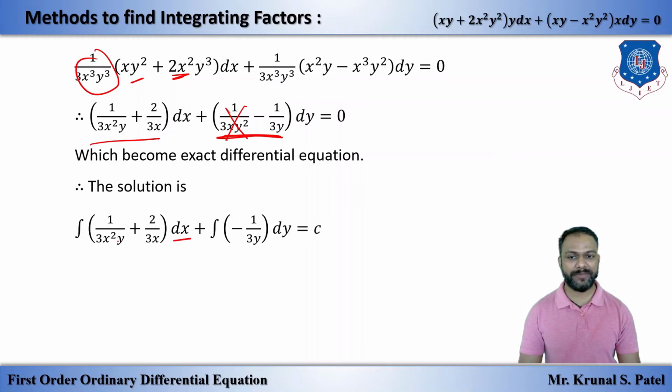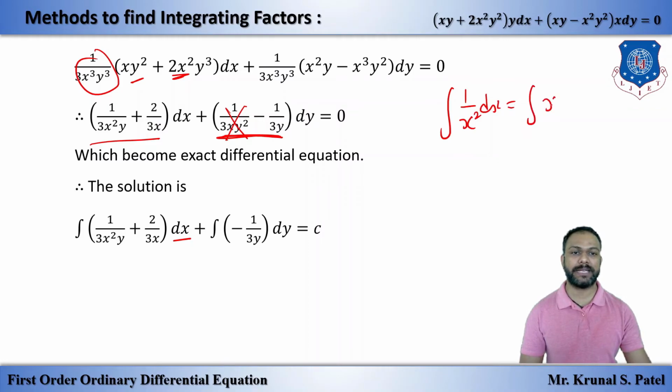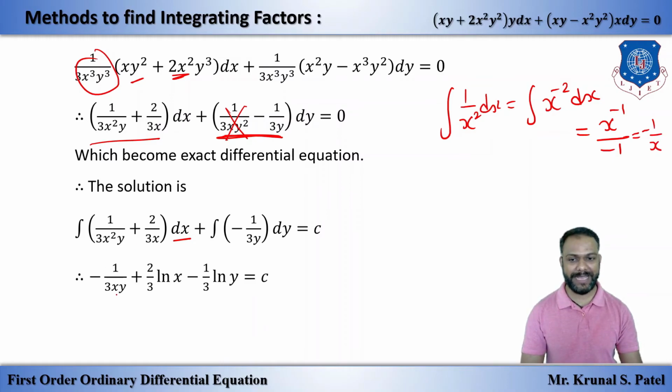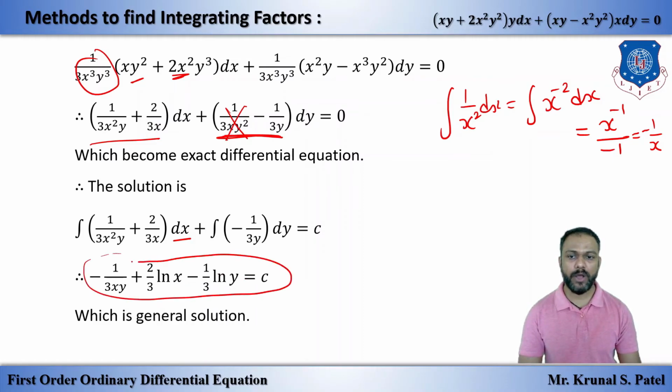So 1 upon 3y is constant and 1 upon x square. Integration of 1 upon x square is what? Integration of 1 upon x square, that means integration of x to the power minus 2, that means x to the power minus 1 upon minus 1. 1 power plus that power is the denominator. So we can write minus 1 by x. So we have this minus 1 by x. And 2 by 3 as it is, 1 by x gives log x, plus minus minus 1 by 3 as it is log y. In a similar way, you can simplify this step, or you can leave it with this answer also.